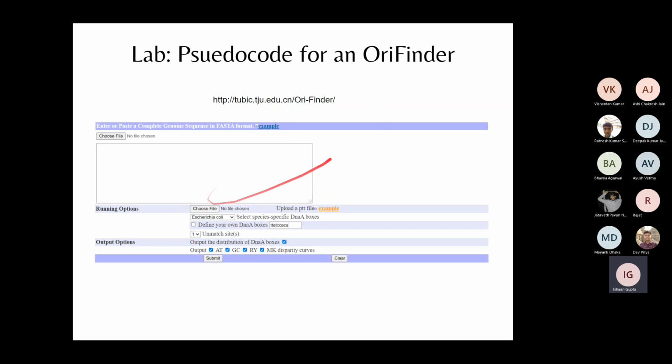And once you have used this ORI finder, what I would like you to do is try to come up with a pseudocode, write your own pseudocode to implement the ORI finder tool. This is very important because I can guarantee you there will be at least one question from such pseudocodes that I'm asking you to write in the lab.